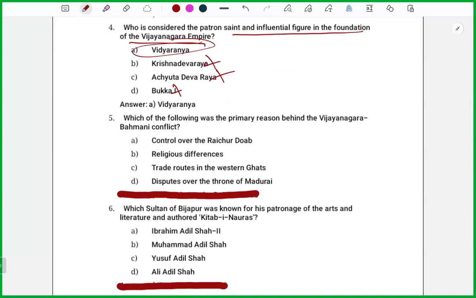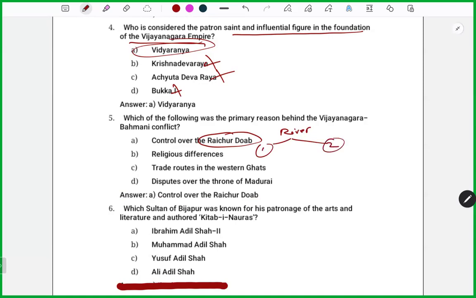Which of the following was the primary reason behind the Vijayanagar Bahmani conflict? Raichur Doab. All right, very good. So this Raichur Doab is between which two rivers? Ravi and Chenab.